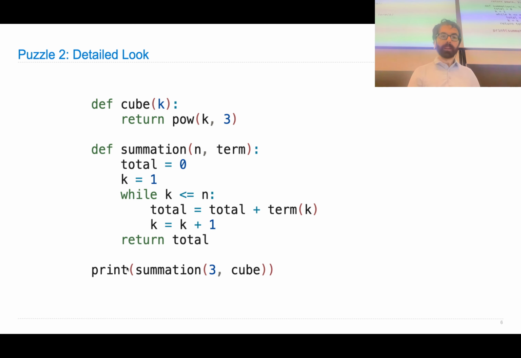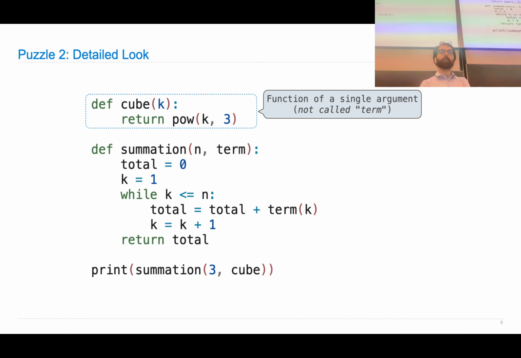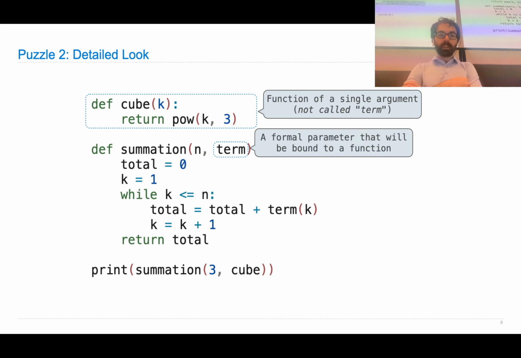And so as before, we can look at this in a detailed way, and then I'll have a question for you. Again, not a Yolki question, but a question. So we'll note here, we have a function called cube, and I'll note that that function is not called term. It's called cube. Then here, in the summation function, we have a variable term, and that's some parameter. The term that is used in the intro class at Berkeley is a formal parameter. It doesn't really matter. Just using the terminology today.